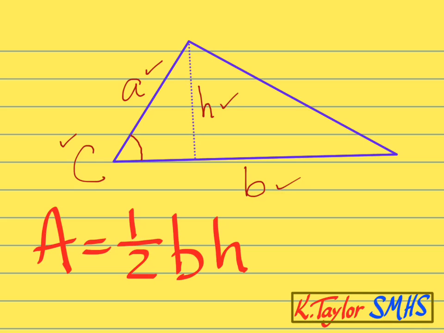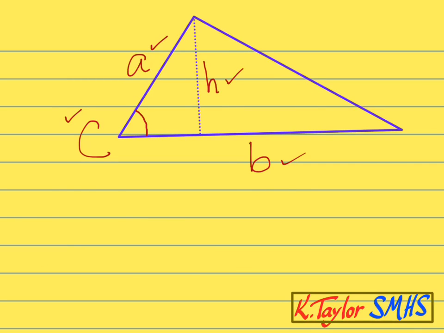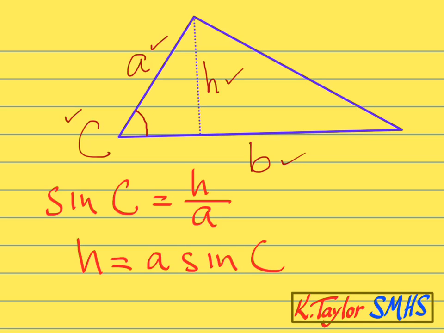So watch this. Here's the triangle again, and I'll write this equation down too, which I hope you can verify to be true. The sine of angle C is the opposite over hypotenuse, right? So that would be h over a. And with just a slight little algebraic manipulation of that equation, I can solve it for h and get a sine C. So a times the sine of C equals the height of the triangle.